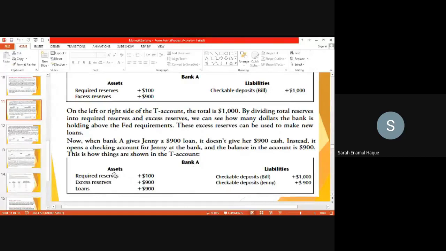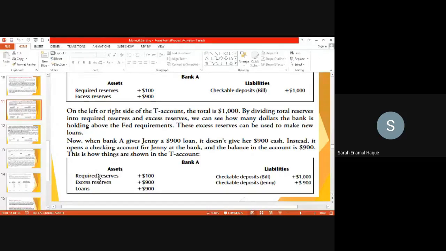So look at the assets. So assets, remember, required reserves was $100. Excess reserve was 900. Remember. So look at the previous one. But at the same time, loans. Now there is a new quantity here, loans, because remember the bank has given loan to Jenny. So here the loans is now also $900. So plus 900. So you see these are the assets of the bank.